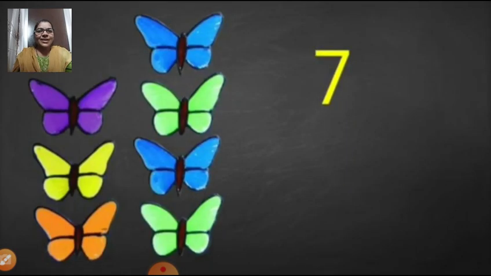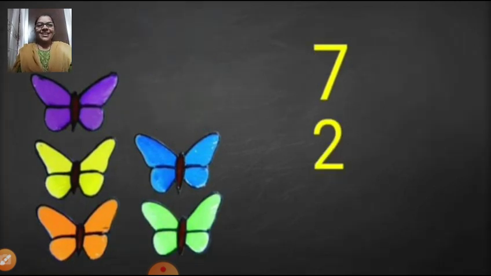Now children, look at this picture. Here how many lovely, beautiful, pretty butterflies we all can see on the screen. Come on, start counting in your mind and tell me how many butterflies you all can see. Yes, there are 7 butterflies and 2 fly away.